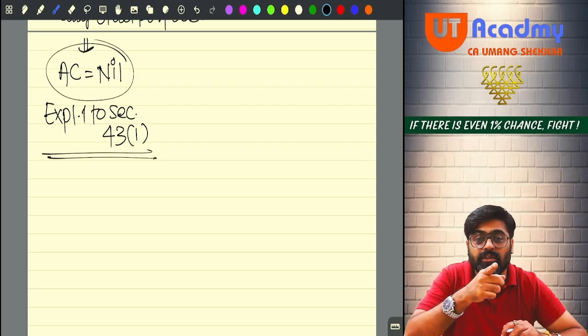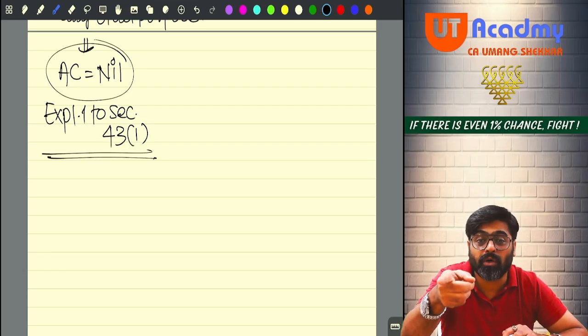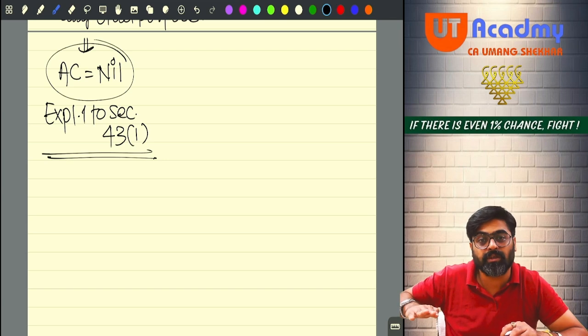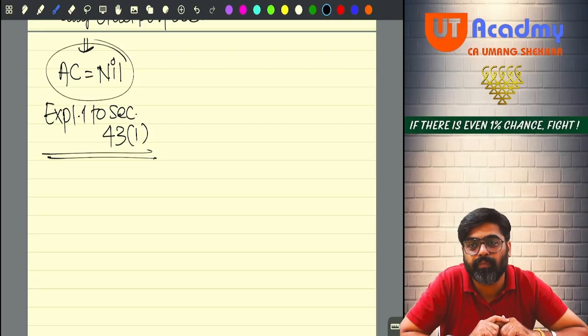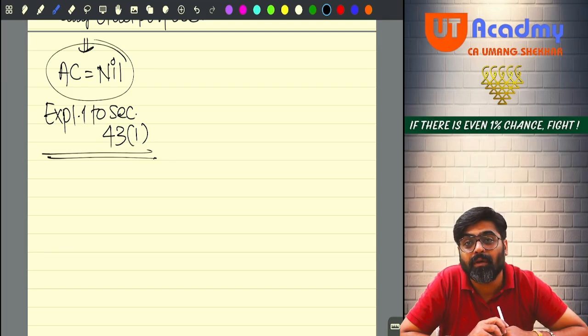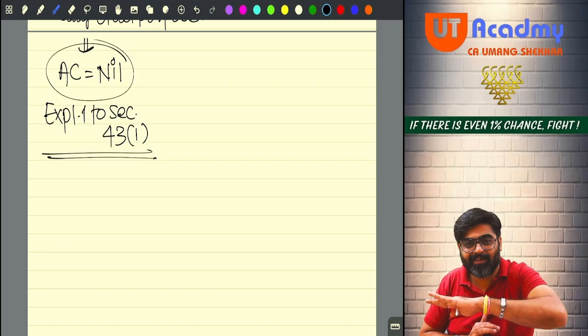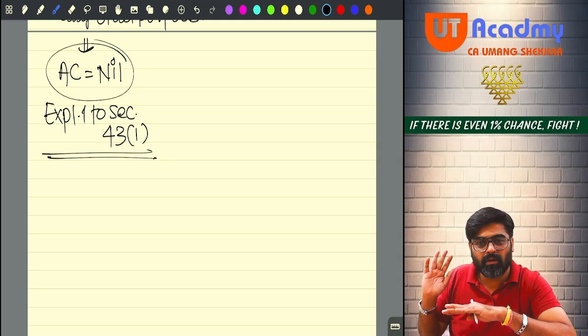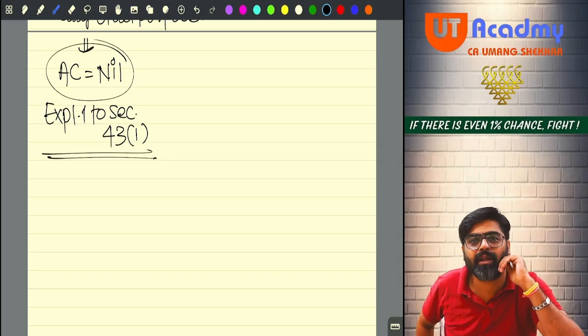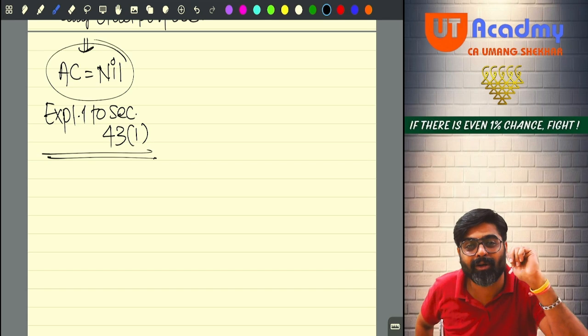Explanation 1 to section 43.1 says that the cost of this asset for your normal business operations, which is to be added to the block, will be taken as nil. Yes or no? Now the asset will be added to the block. Now what if this asset is sold? Will it be sold independently or as a part of the block now? Because it is already there in the block now. Now it will not be independently sold. Now whenever this asset is sold, its individuality is gone. Now it will be a deletion from the block.